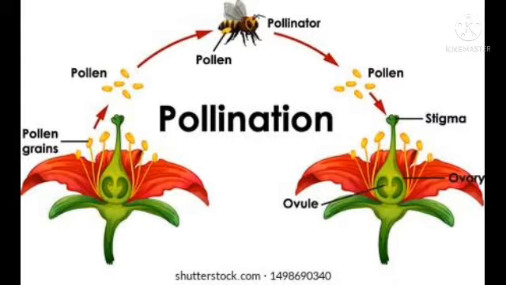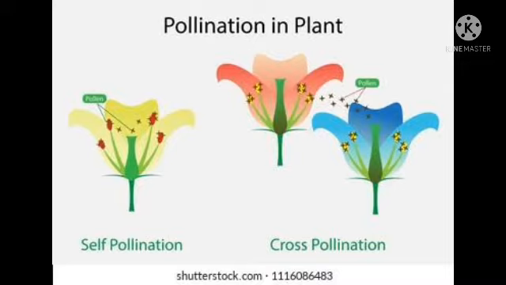Self-pollination is the transfer of pollen grains from the anther to the stigma of the same flower or another flower of the same plant.